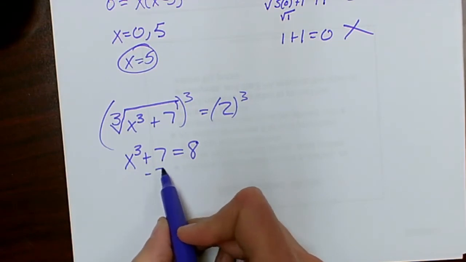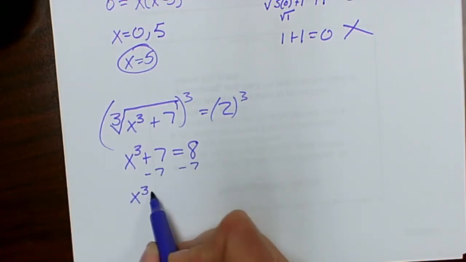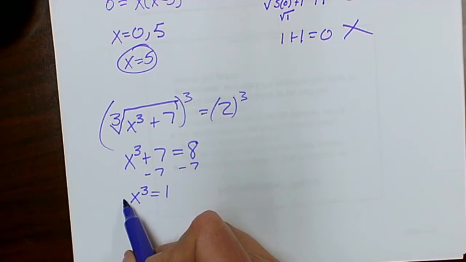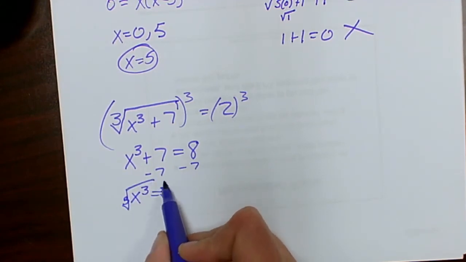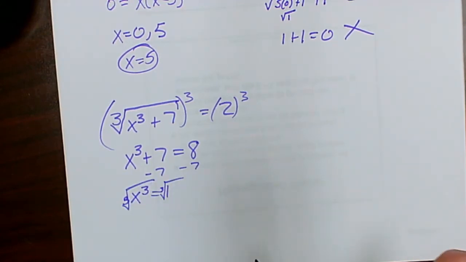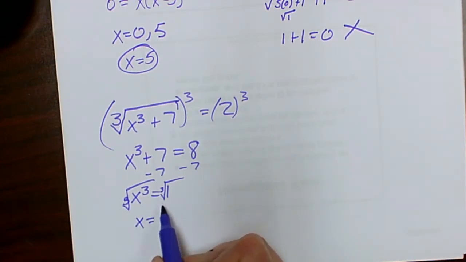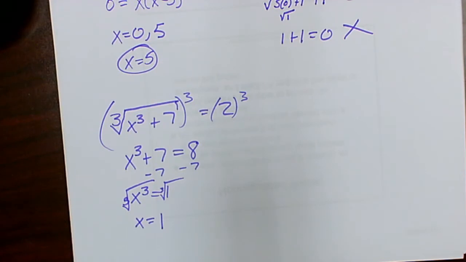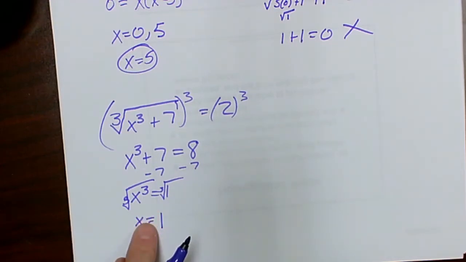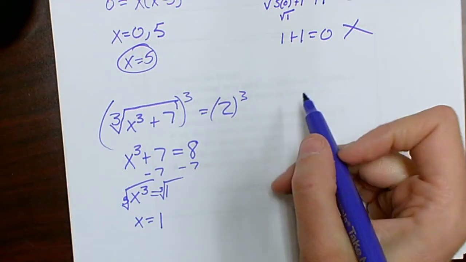We can subtract 7 from both sides, and we'll get 1. Now we can cube root, use our square root method, and we get x equals the cube root of 1, which is 1. 1 is the answer, but we actually have 2 more answers, and I'll show you by using the factoring method. But when you work it straight like this, it's x equals 1.